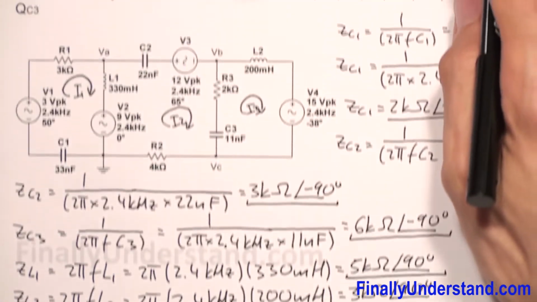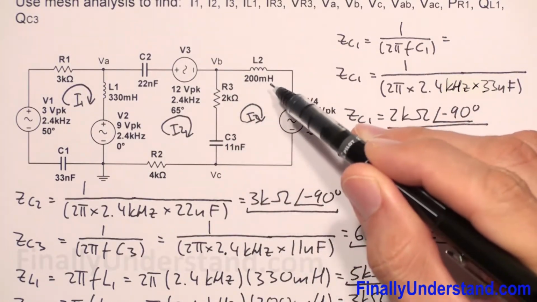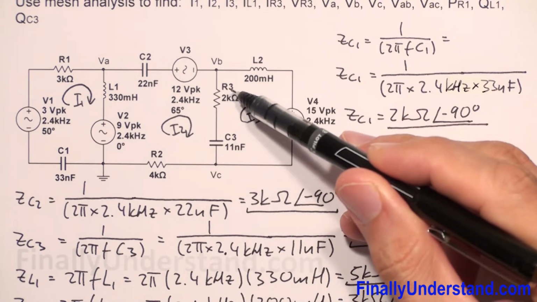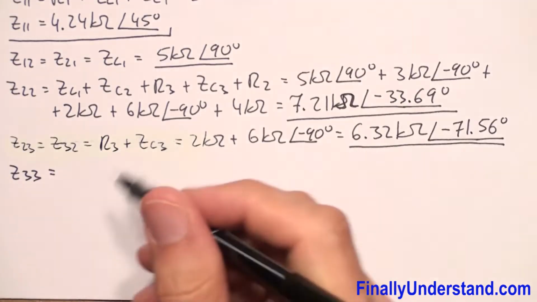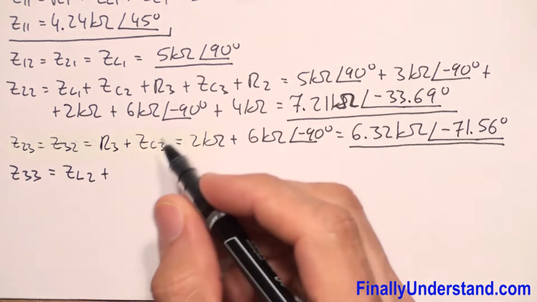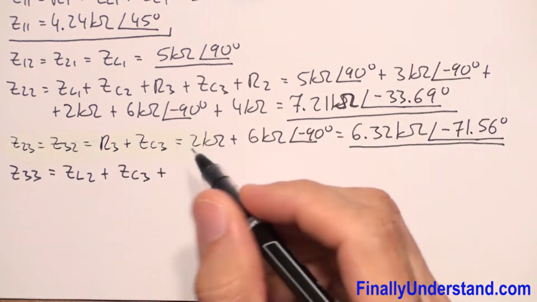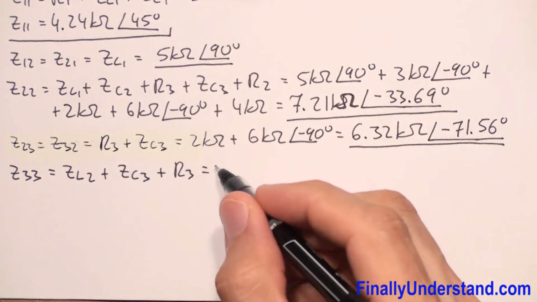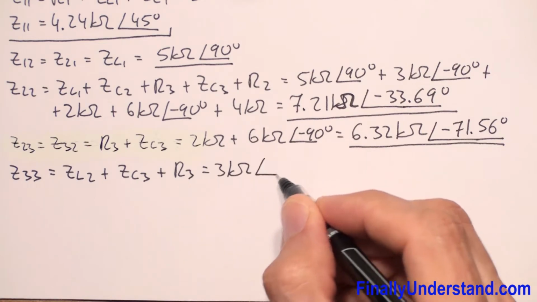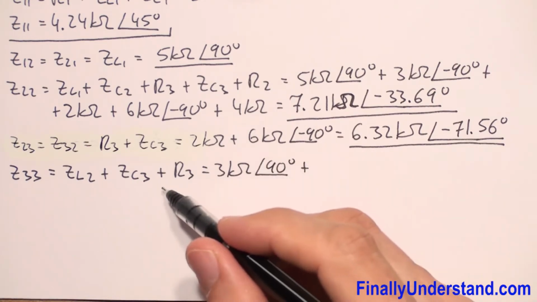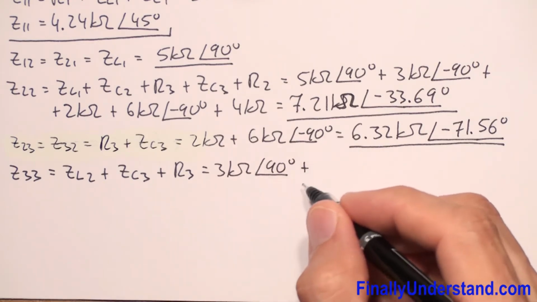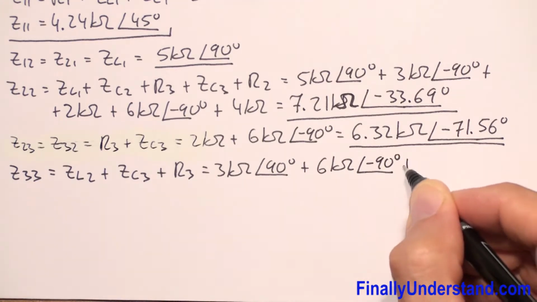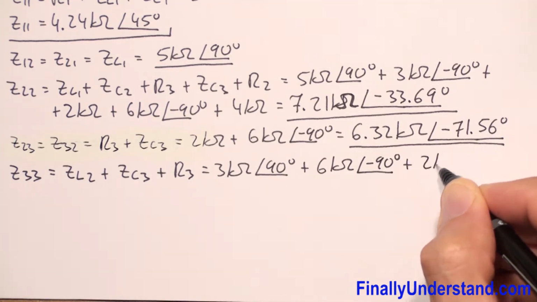Next I'm supposed to find Z33. Z33 is the sum of the impedances in loop 3. So this is ZL2 plus ZC3 plus R3. ZL2 is equal to 3 kilo ohms and angle of 90 degrees plus ZC3, which is equal to 6 kilo ohms and angle of negative 90 degrees plus R3, which is equal to 2 kilo ohms.